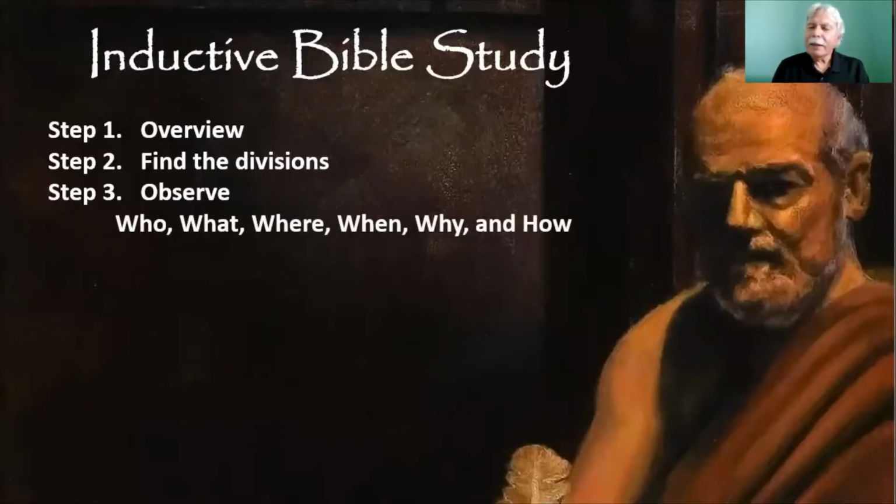Well, that is our overview, and the way that I think we will divide this study as we begin. And I would like to begin with that poem that Paul says is right there in the middle of the passage. So our next step is going to be observing, and we'll start with that poem. And in observing, we're asking these questions: who, what, where, when, why, and how.